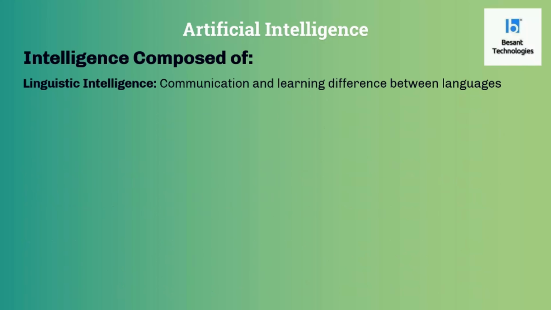Here, linguistic intelligence, communication and learning the difference between languages, comes under linguistic intelligence. Definitely, if you talk about a chatbot, whatever query you fire at the chatbot, it replies accordingly. You can try any voice assistant on your phone. One example: if you want to set an alarm with a voice assistant, you can use Google or Alexa, any. You can give a command, set alarm. Today you give the voice command, set alarm, and the voice assistant will ask at what time, then you give the time.